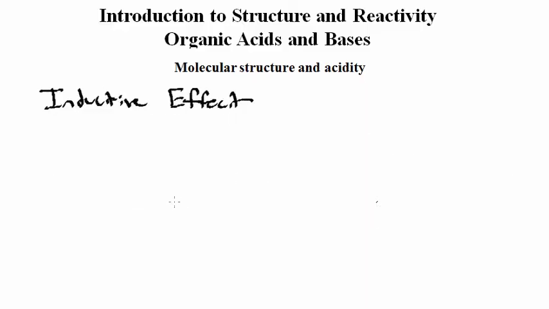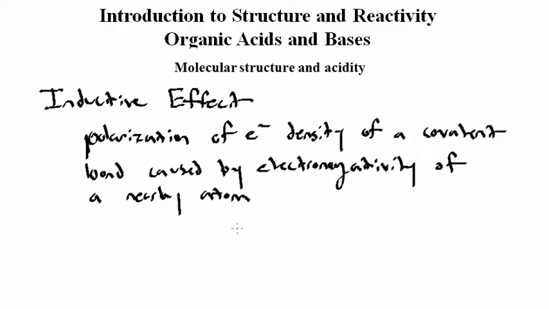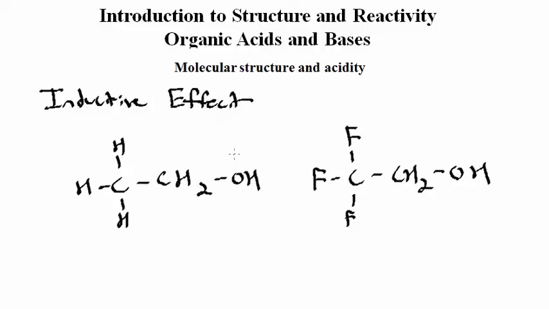The fourth way to stabilize the anion form is through the inductive effect. This is the polarization of electron density of a covalent bond caused by the electronegativity of a nearby atom. We can see an example of the inductive effect in alcohols in the fact that an electronegative substituent adjacent to the carbon bearing the OH group increases the acidity of the alcohol.